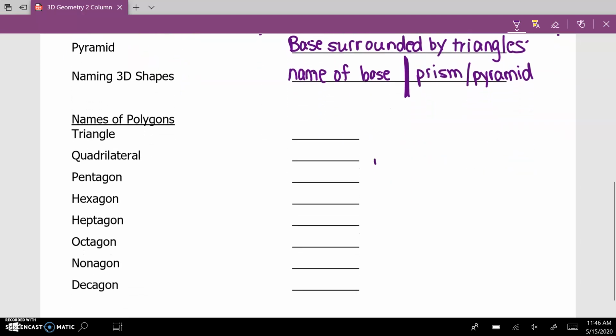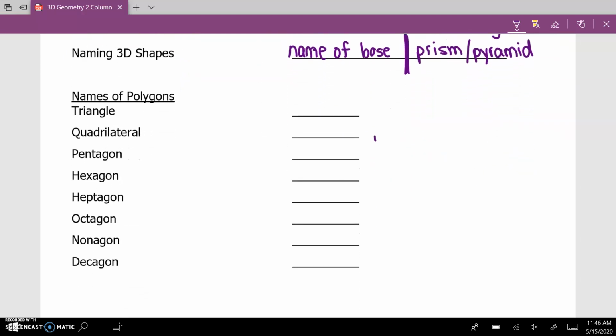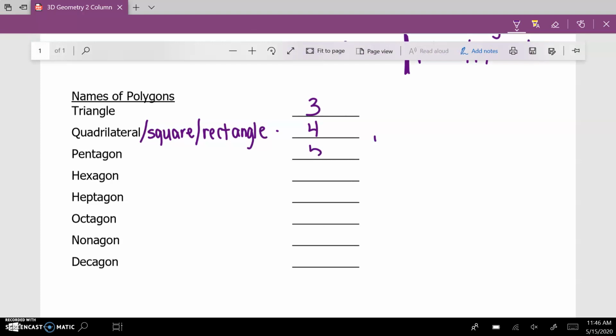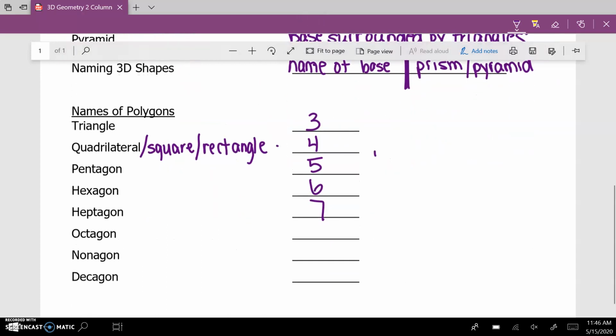Okay, and then the names of polygons, so how many sides each of these have. Triangle has 3 sides, quadrilateral has 4. It's kind of like a square or a rectangle. Quadrilateral is a fancy name for that. And then pentagon has 5, hexagon has 6, heptagon has 7, octagon has 8, nonagon has 9, and decagon has 10.